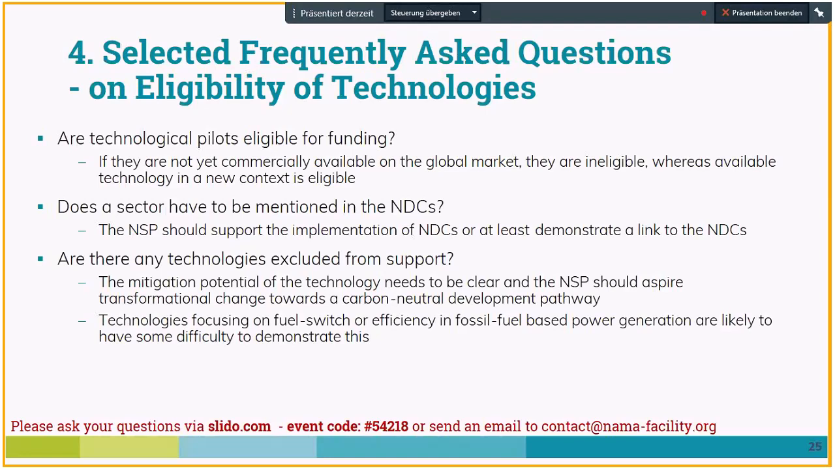So the NAMA facility's interpretation of transformational change encompasses a significant technological paradigm shift that is quicker than business as usual, irreversible, permanent, and that there is also a strong political will and commitment to implement these changes. Janka already mentioned this today earlier on. Therefore, certain technologies targeting a fossil fuel switch, a reduction of gas flaring, upgrading and modernizing fossil fuel-based energy generation, for example, coal, or a replacement of rolling stock in transport with more efficient fossil fuel-based vehicles are likely to find it challenging to demonstrate the potential for transformational change towards a carbon neutral development pathway. Okay, thank you, Rita.